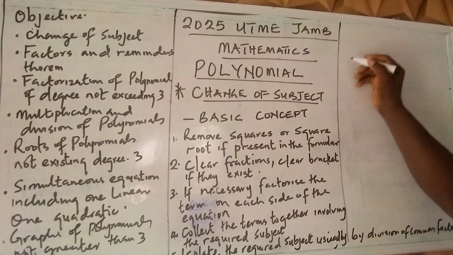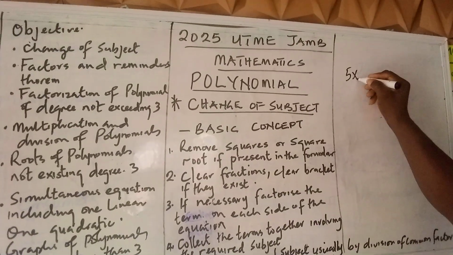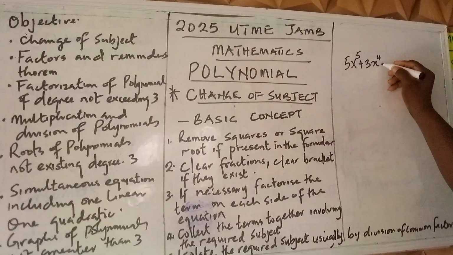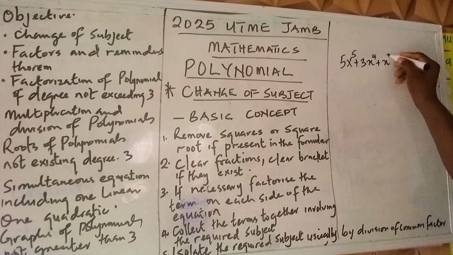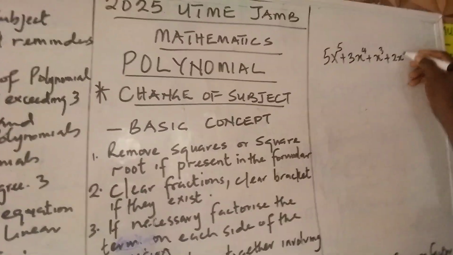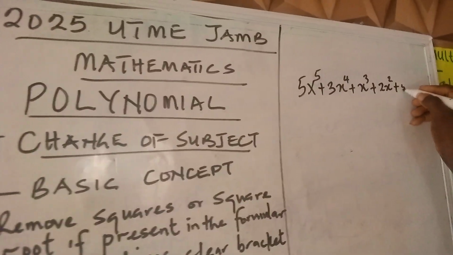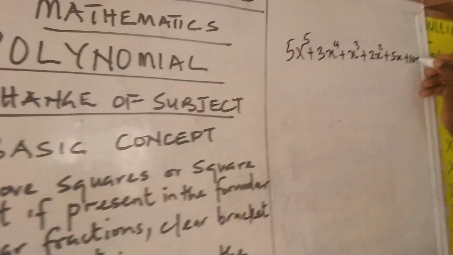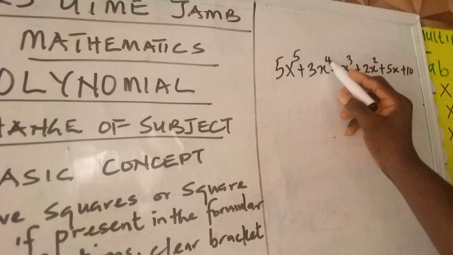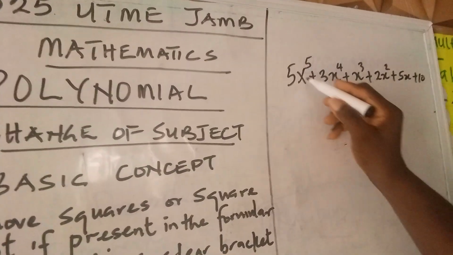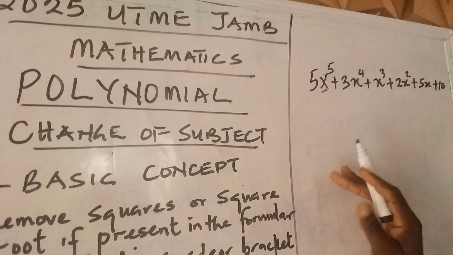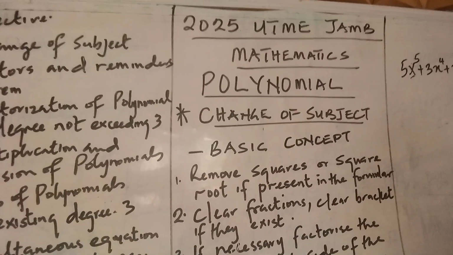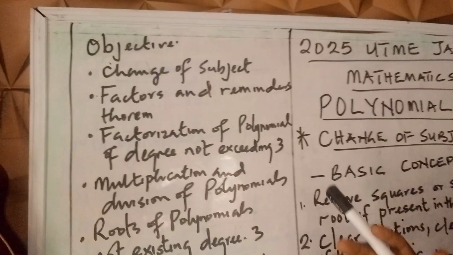So for instance, if I write expressions like 5x raised to the power 5 plus 3x raised to the power 4 plus x raised to the power 3 plus 2x raised to the power 2 plus 5x, maybe plus a constant, maybe 10. Expressions like this, where the powers of the variable keep reducing, are referred to as polynomials.